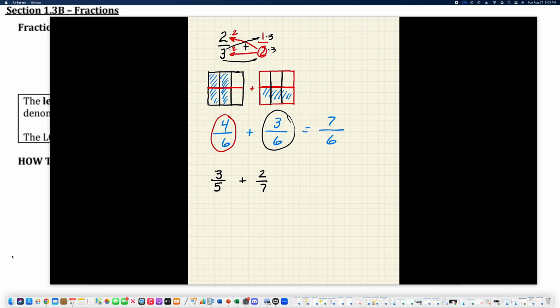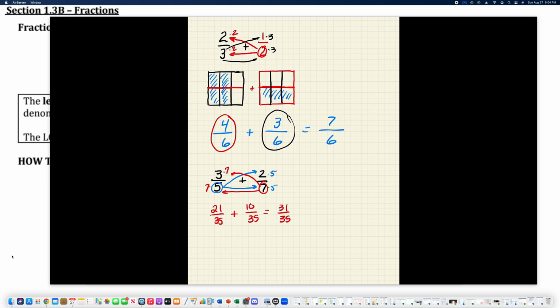So here, you would take the 5, multiply it top and bottom of the second fraction. Take the 7, multiply it top and bottom of the first fraction. It doesn't matter if you put it in the front or the back. So this gives you 21 over 35 plus 10 over 35, which is 31 over 35.